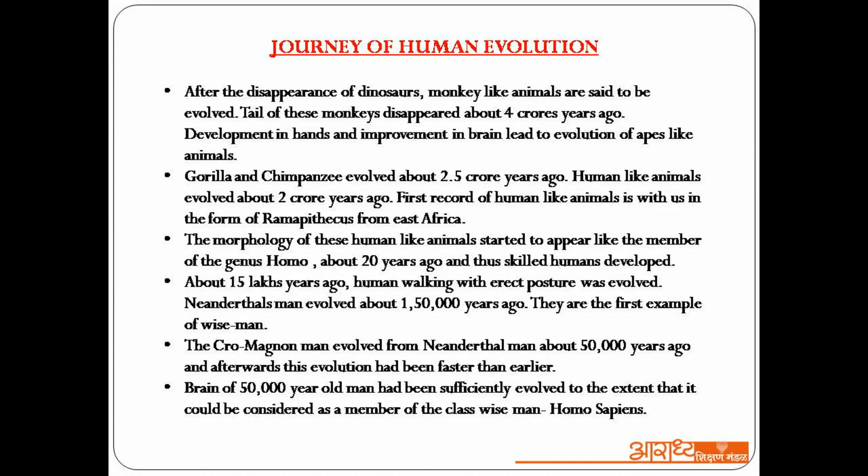Neanderthal man evolved about 1,50,000 years ago. They are the first example of wise man. The Cro-Magnon man evolved from Neanderthal man about 50,000 years ago, and afterwards this evolution has been faster than earlier. The brain of the 50,000-year-old man had sufficiently evolved to the extent that it could be considered a member of the class of wise man, Homo sapiens.